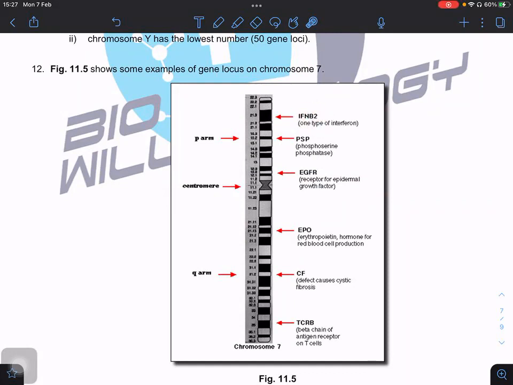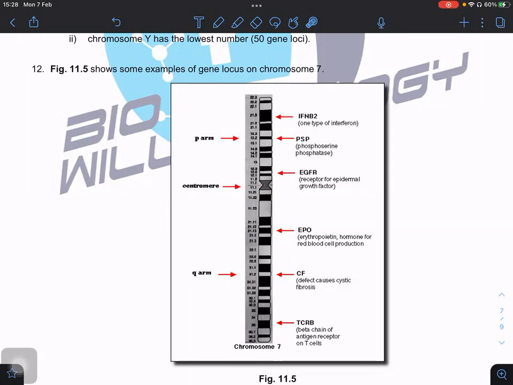Interferon beta 2 at the P arm, we have the PSP, the EGFR, EPO, CF, T cell receptor, okay? But you can see that, guys, they have their own specific location. So it means that if I want to find EPO, in your cells and my cells, all human cells, we're going to look at the Q arm of chromosome 7. You don't go to chromosome 8 and find them. You won't be able to find them because the address is not there.